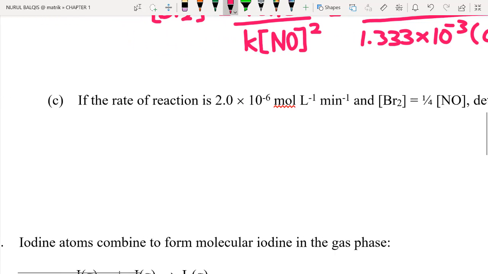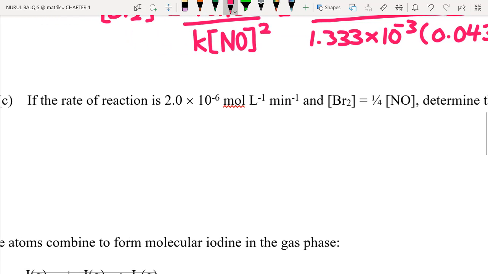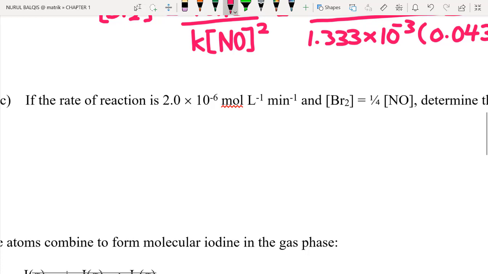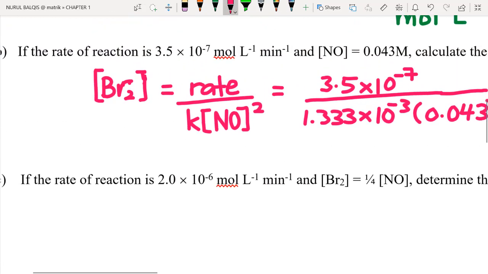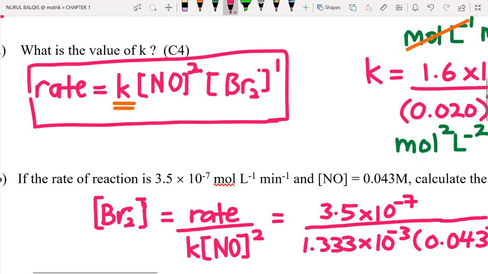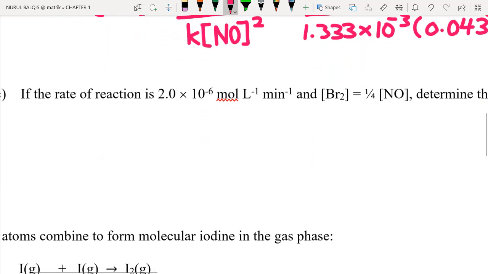So again, we need to rewrite the rate law. So we know our rate law is going to be rate is equal to K NO squared concentrations of Br2. So now we want to find the NO. And for Br2, we need to change it with 1/4 NO. So simply replace the Br2.